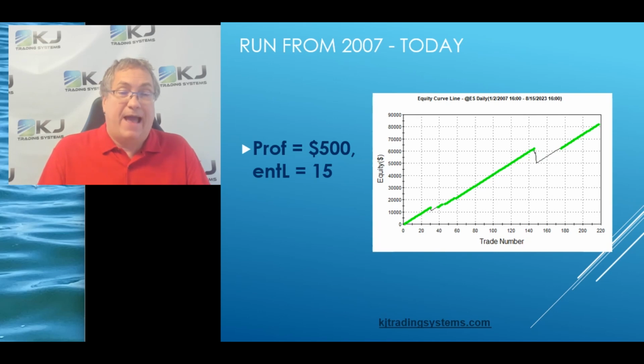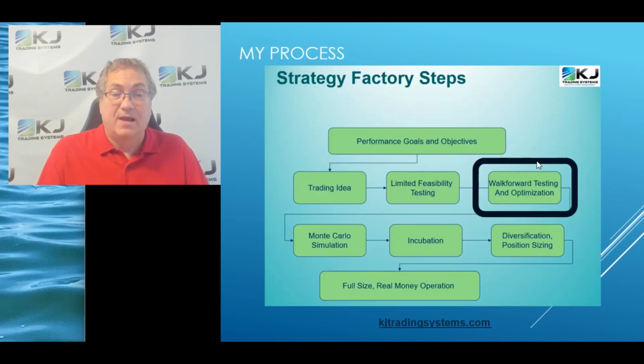And if I go back and I run it from 2007 to today, here's what it looks like. And you can see the real drawback is, if you started trading at trade 140, you'd probably be pretty mad at this strategy because it looks like a couple huge losses right around trade 144, 145. So if you start at the wrong time, you wouldn't think this is that great of a strategy.